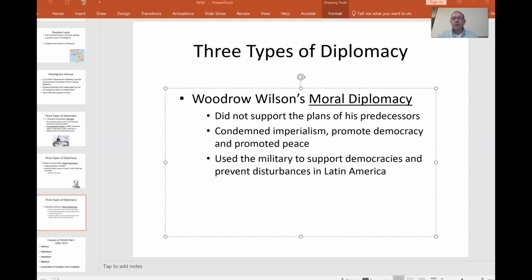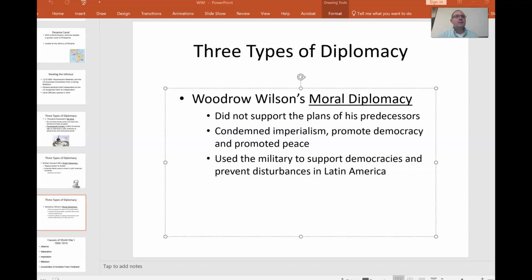And then we're going to look at the United States involvement in World War I and how the United States is both transformed by the war and then also transforms the war. So the president of the United States in the years leading up to World War I and during World War I is Woodrow Wilson.